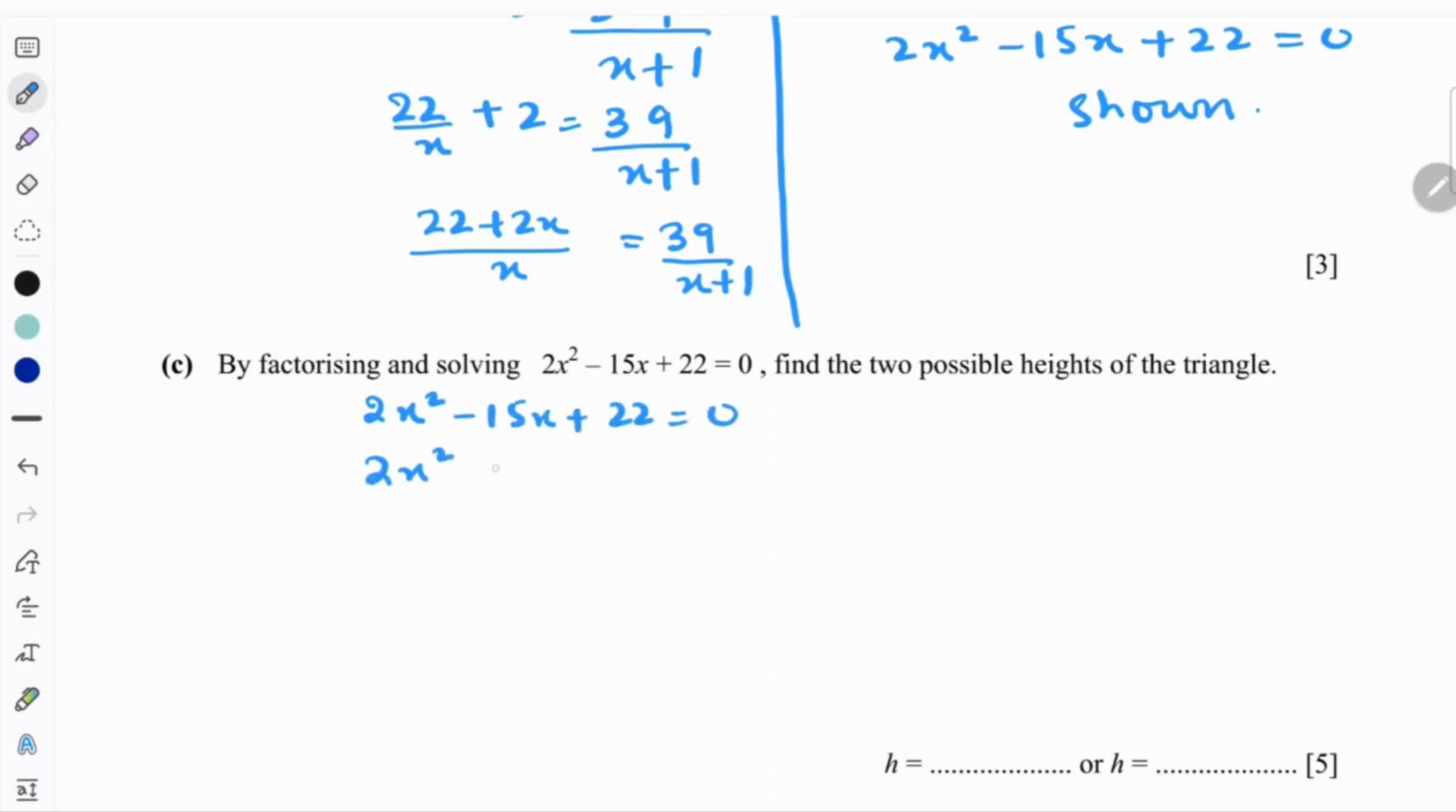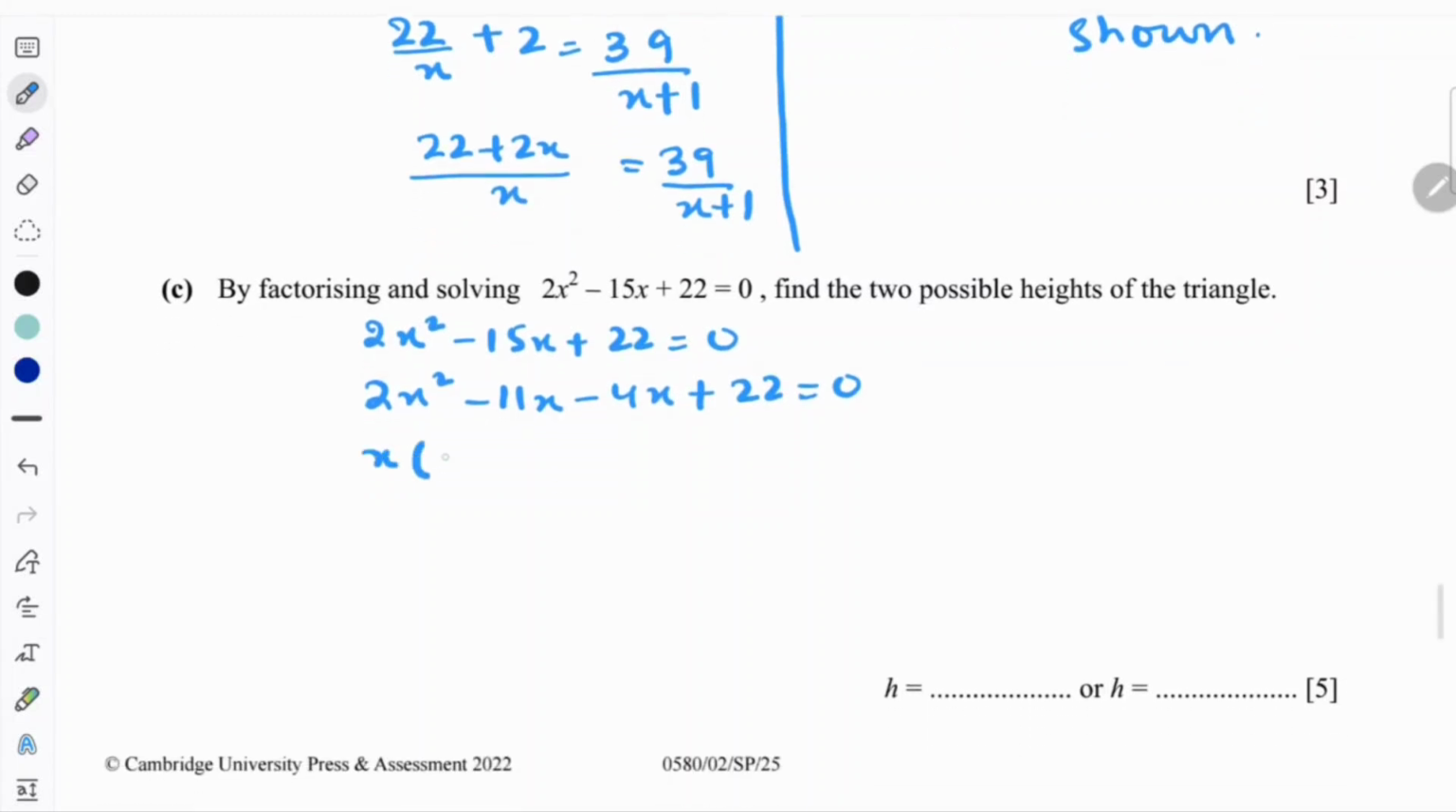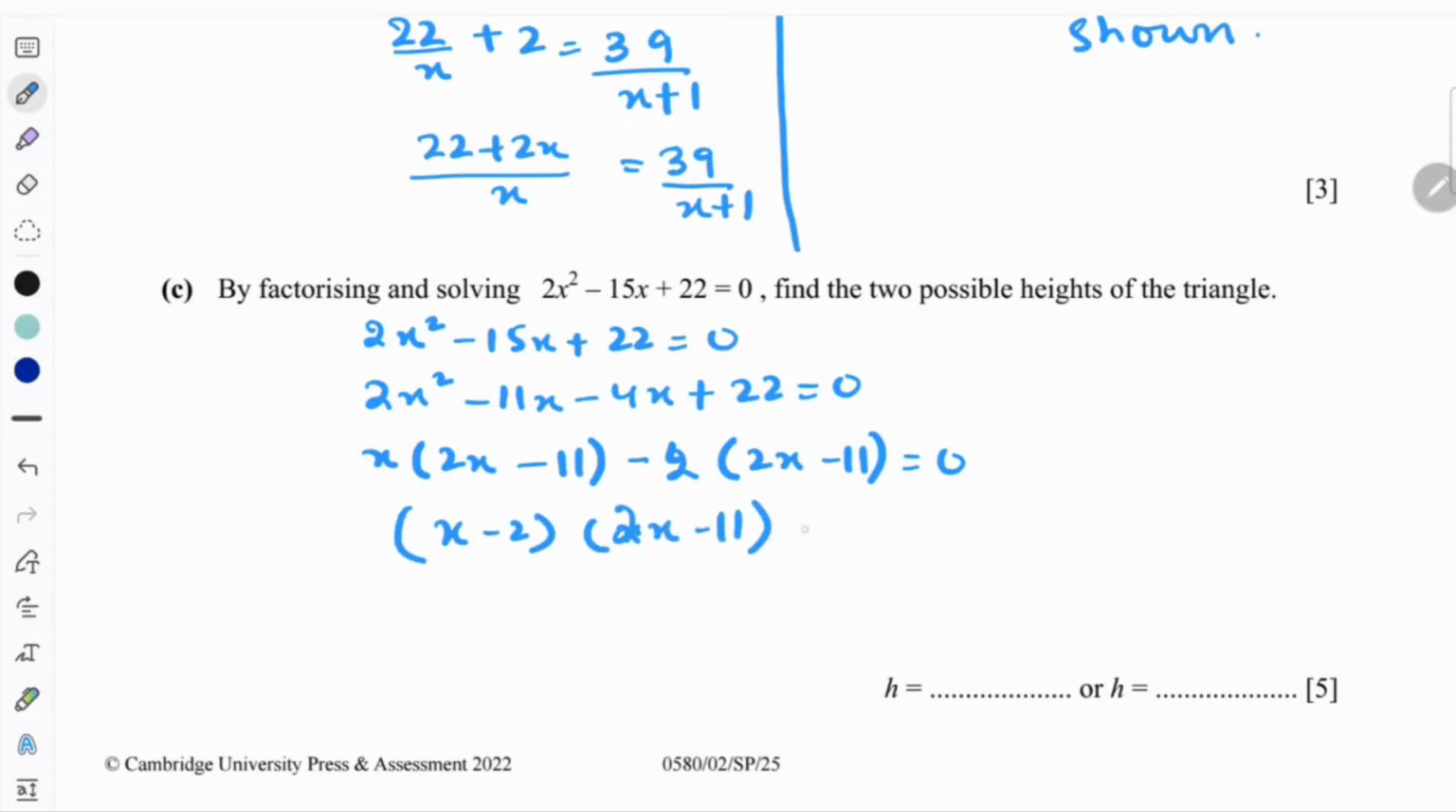2x square minus 11x minus 4x plus 22 equals 0. Now x is common: x times 2x minus 11, minus 2 common, again 2x minus 11 equals 0. So x minus 2 and 2x minus 11 equals 0. x minus 2 is 0 and 2x minus 11 is 0. So x is equal to 2 and x is equal to 11 upon 2, or 5 whole 1 over 2.